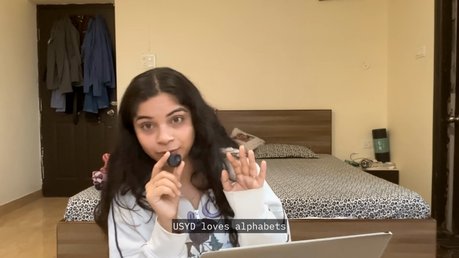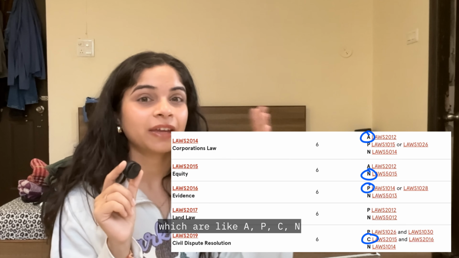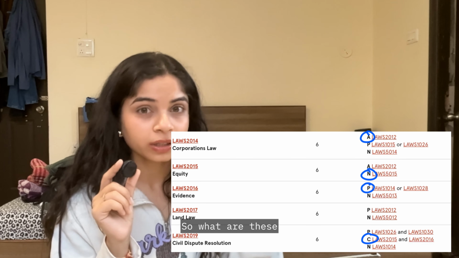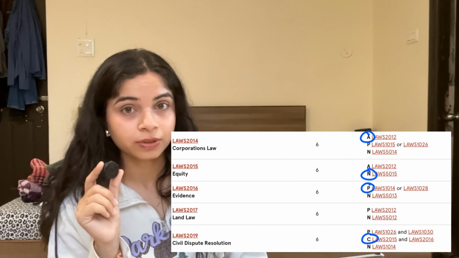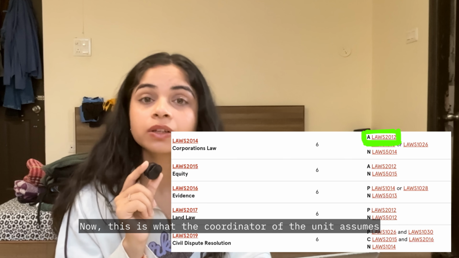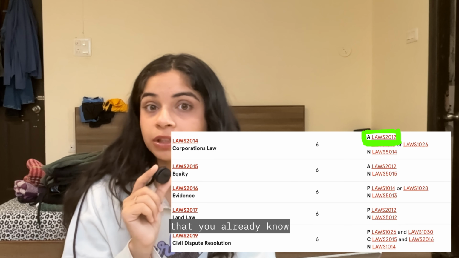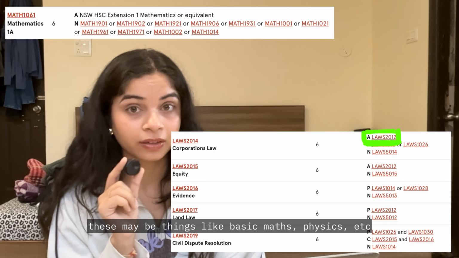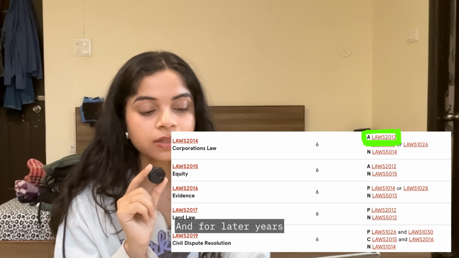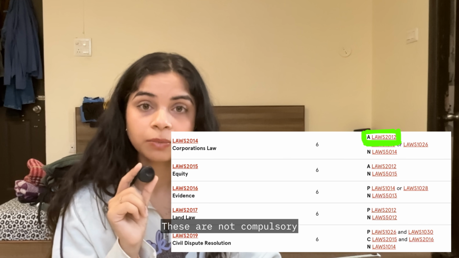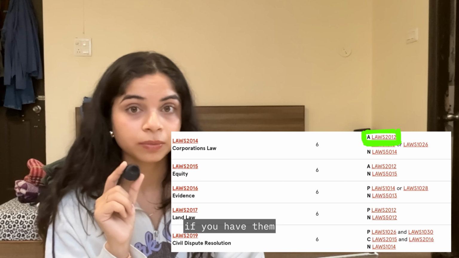When you're looking at the units, there's also these letters, like A, P, C, N on the unit of study table. So what are these? Because these confuse a lot of people, including me. A stands for assumed knowledge. This is what the coordinator of the unit assumes that you already know. For first year, these may be things like basic maths, physics, etc. And for later years, it might be knowledge from another unit. These are not compulsory, but it definitely helps if you have them.